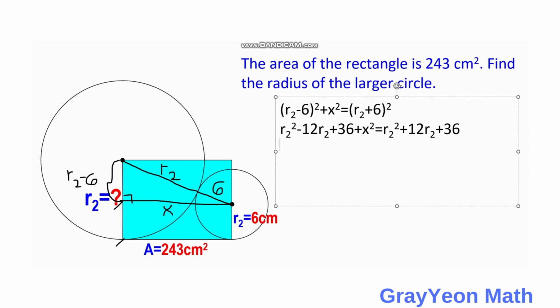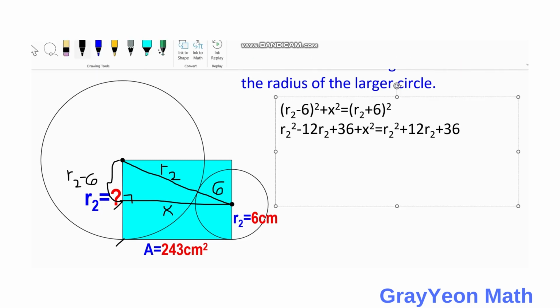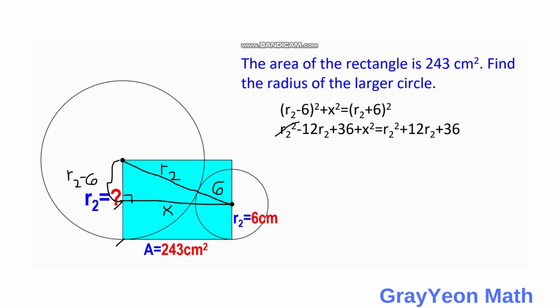We cancel the R sub 2 squared and the 36. If we put the negative 12 R sub 2 on the right hand side, we have X squared is equal to 12 R sub 2 plus 12 R sub 2, so X squared is equal to 24 R sub 2.